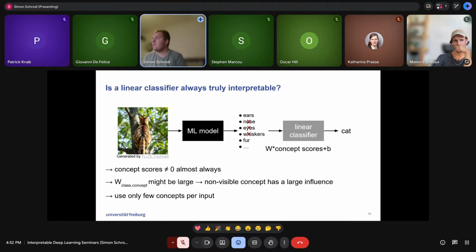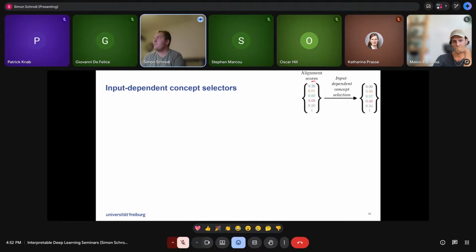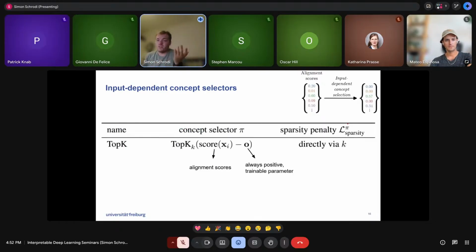So maybe we look now also at the concept scores, right? Maybe we can also sparsify them, and this is the next idea. What we want to do is, at the top here, for each concept you see these scores, and we want to cancel a lot of them out, because likely they are not present in the image anyway, so they should not influence the prediction at all. The simplest thing you can do is just use the top-k function. So here you just use the top-k concept alignment scores.